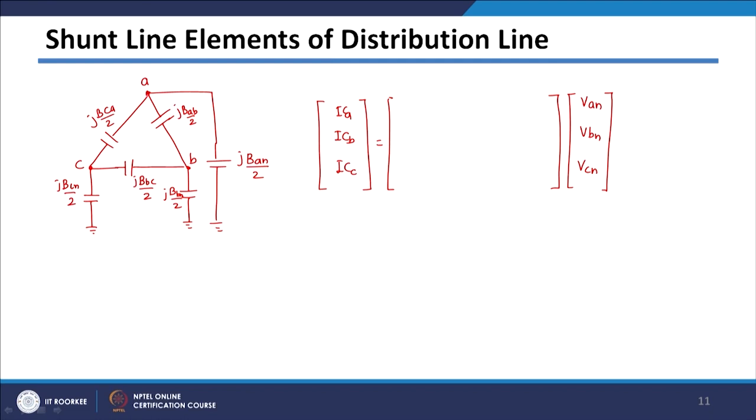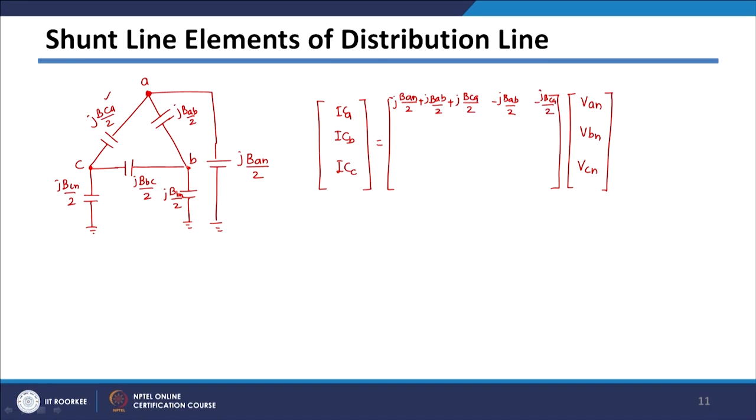If you look at this particular node A, since all 3 elements are connected, the diagonal entry will be the addition of all 3 elements, that is jBAN by 2 plus jBAB by 2 plus jBCA by 2, which gets multiplied with VAN. Then between A and B there is jBAB by 2, so minus jBAB by 2, and then between A and C that is BCA, so minus jBCA divided by 2.